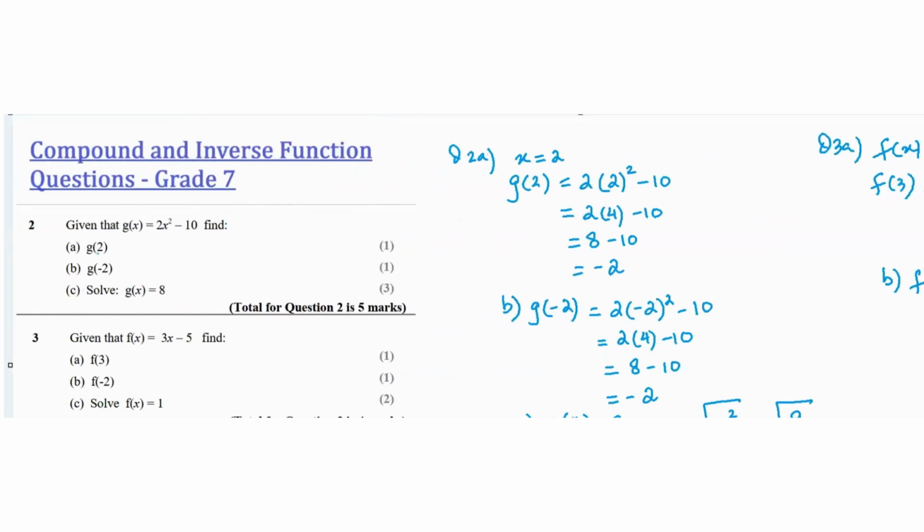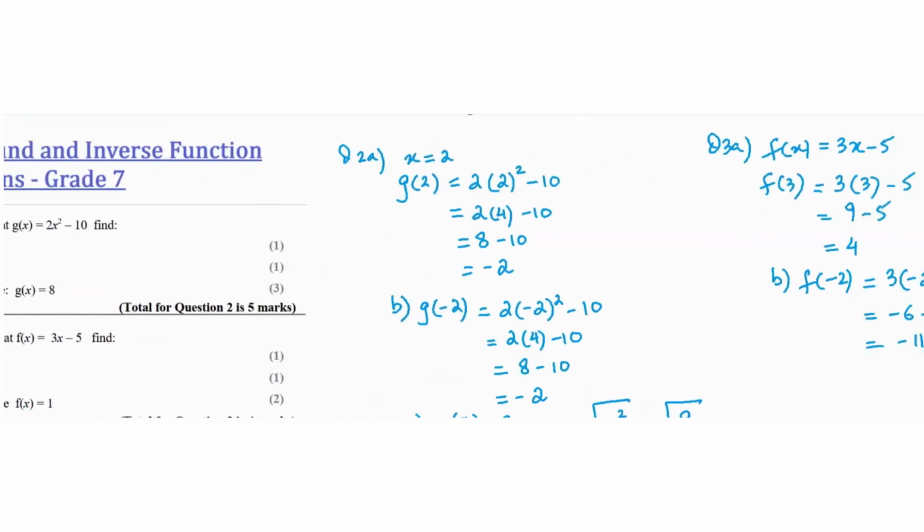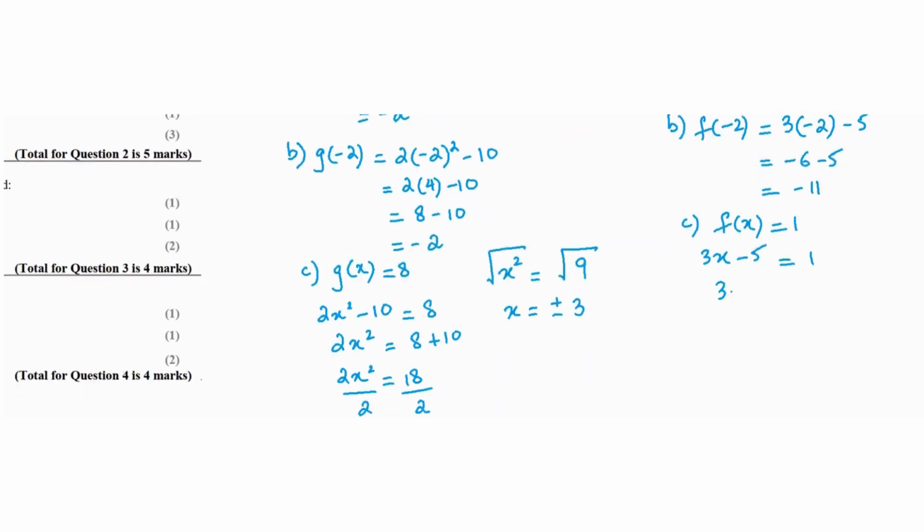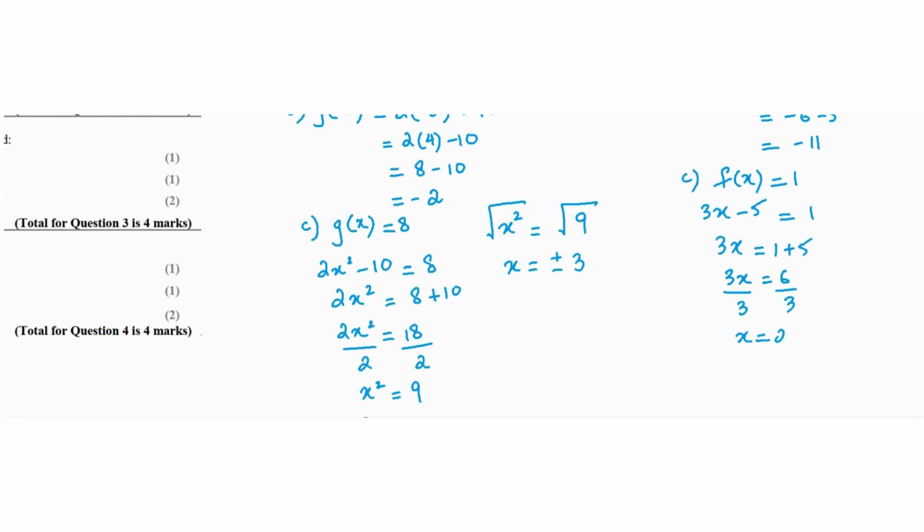Then similar to question number 2, they're asking us to solve f of x equals 1. So f of x equal to 1 would be 3x minus 5 equals 1. Once again, we take negative 5 to the other side to make 3x the subject. So it becomes 1 plus 5. That's going to be 6. And then we divide both sides by 3 to find the value of x. And that's going to be 2. So as you can see in the previous case, we had x equals plus minus 3. Over here, we have x equals 2.